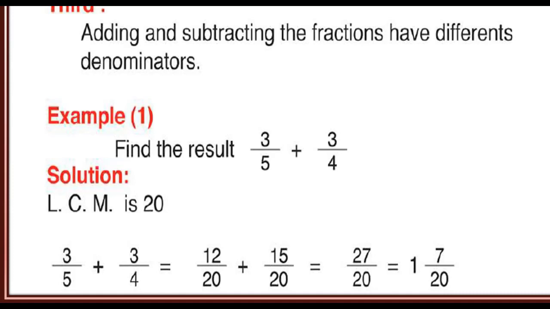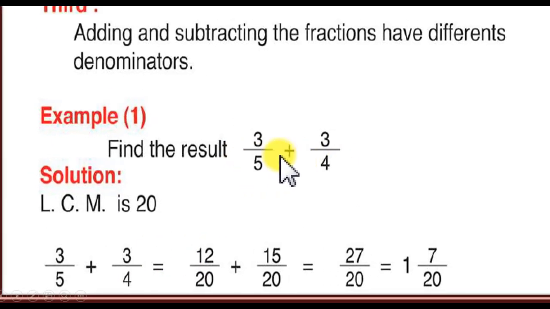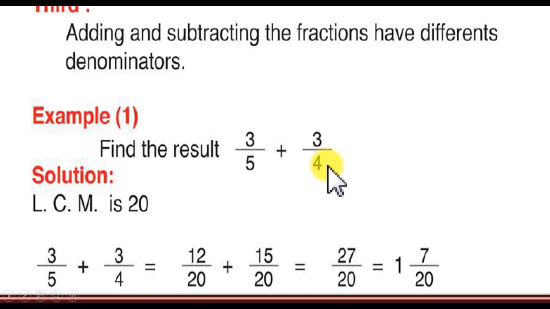Finally, in third, adding and subtracting fractions that have different denominators. Find the result of 3 over 5 plus 3 over 4. The denominator here is 5, but the denominator here is 4. 5, 4. Different denominators. What shall we do? We must get the LCM for both denominators.